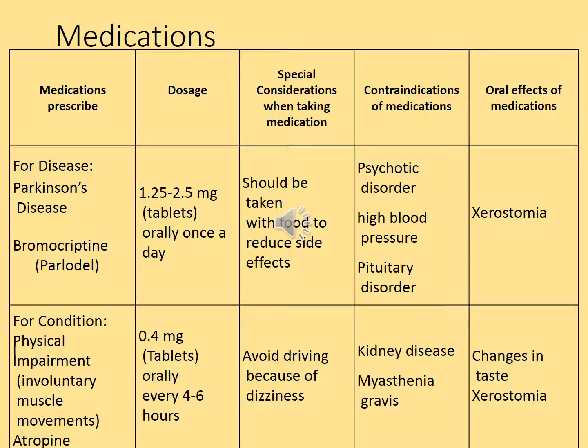The other medicine he is taking is atropine, 0.4 milligrams orally every 4 to 6 hours. The patient should avoid driving because of dizziness. Kidney disease and myasthenia gravis are contraindications for this medication. Changes in taste and xerostomia are other effects of this medication.